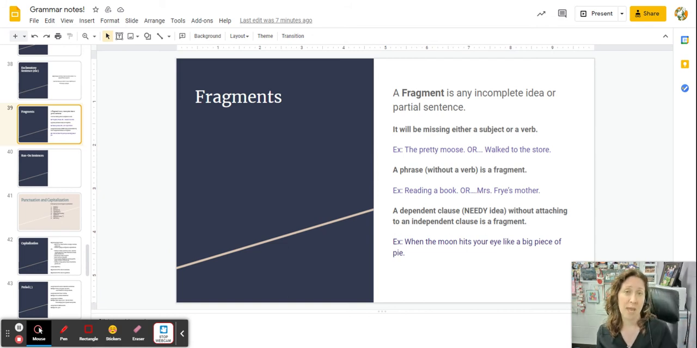Quite honestly, with your writing, those are the most common mistakes that you make in your writing because most of you know better than just to write the pretty moose. I'm not sure what would cause you to write that in the first place, but that's normally not your mistake. Your mistake would be something like a dependent clause that needs to be attached to something else.